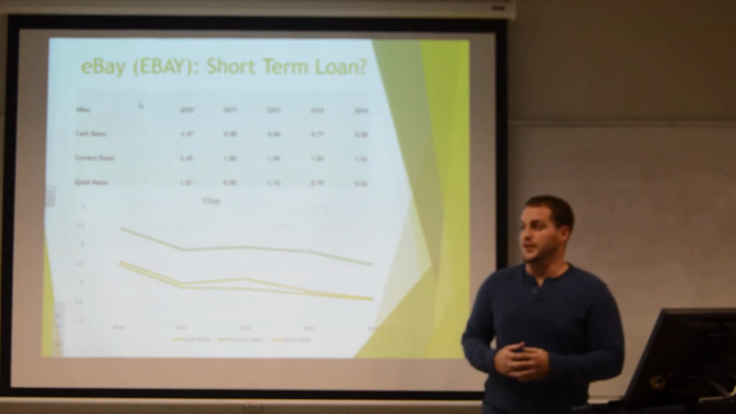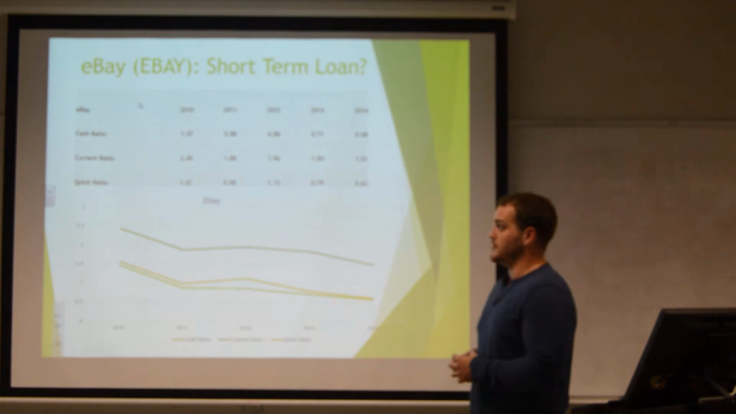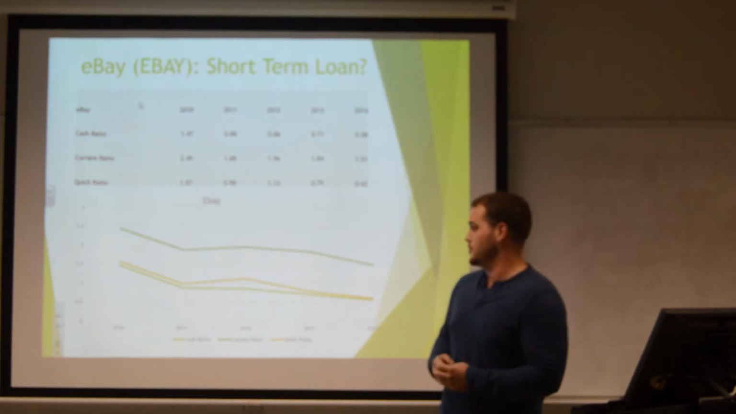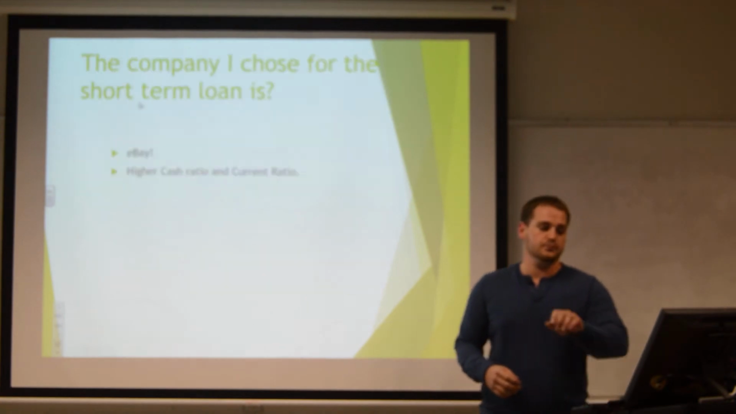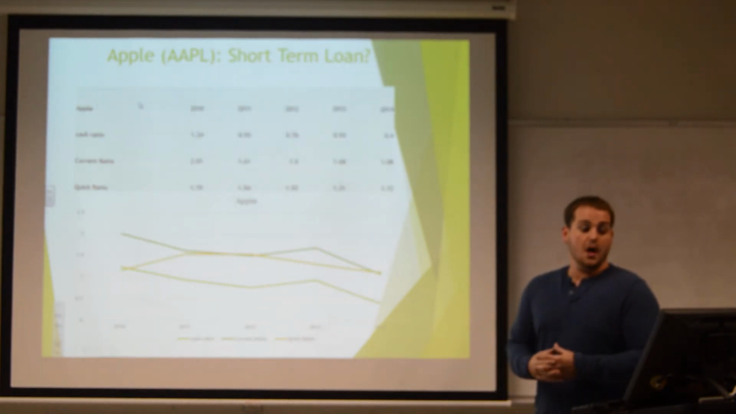The next company is eBay. I did the exact same ratio analysis over them. I compared it over a couple of years, and I made a graph. The graph's showing it's going down. Let's go back one. All right.